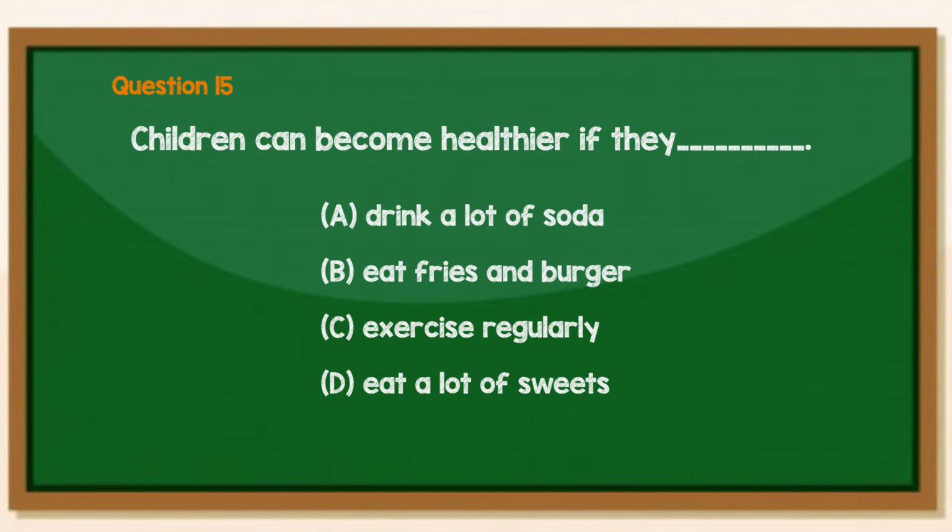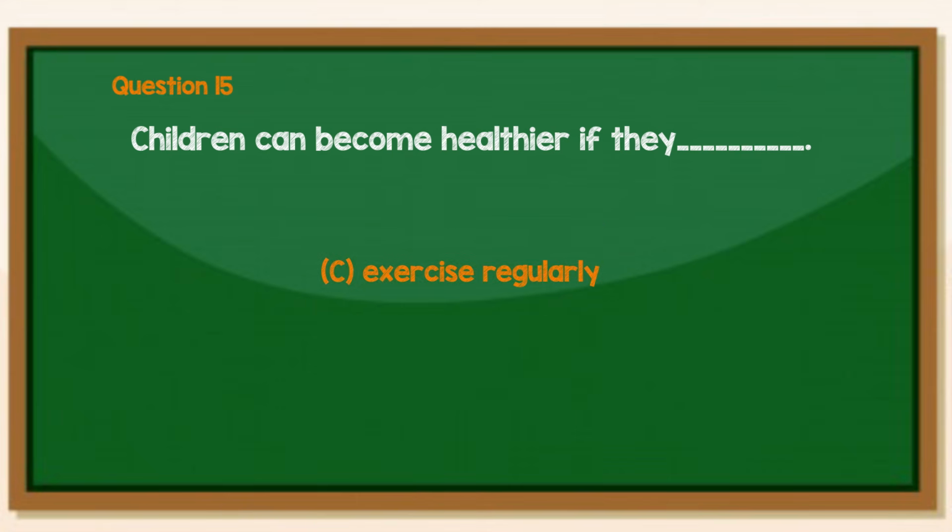Question 15. Children can become healthier if they A. Drink a lot of soda. B. Eat fries and burger. C. Exercise regularly. And D. Eat a lot of sweets. The answer is C. Exercise regularly.